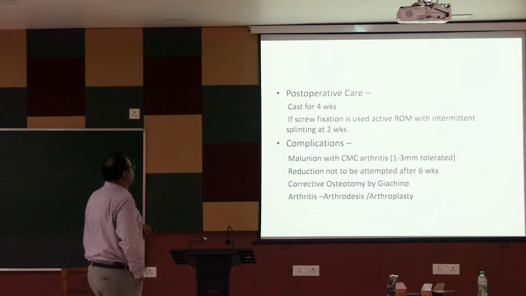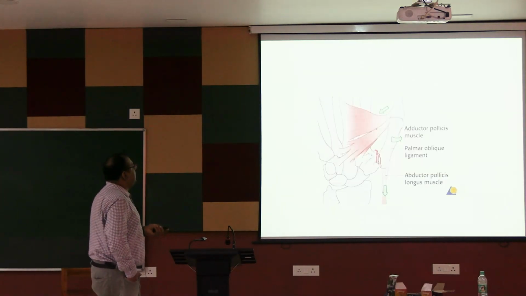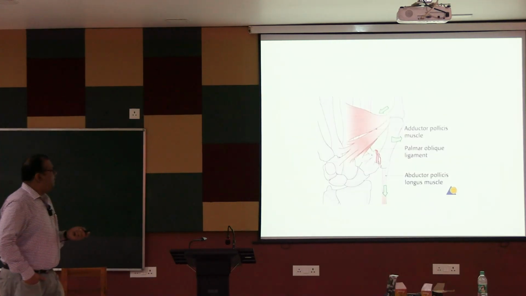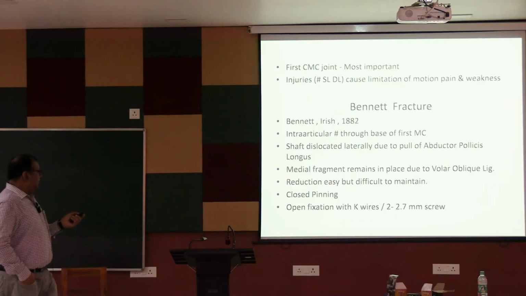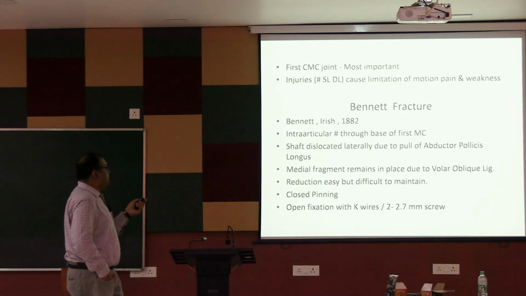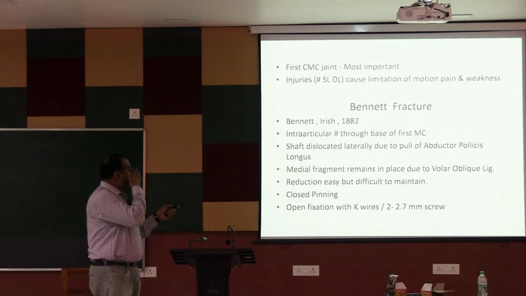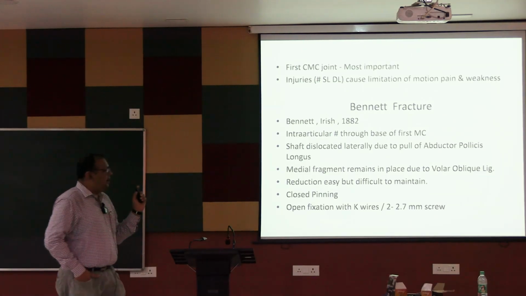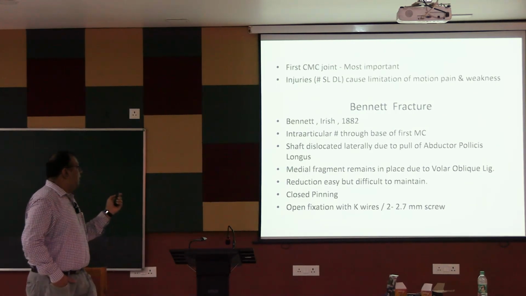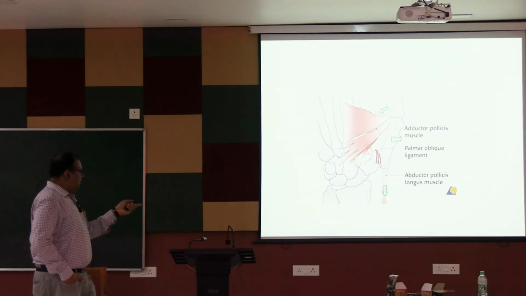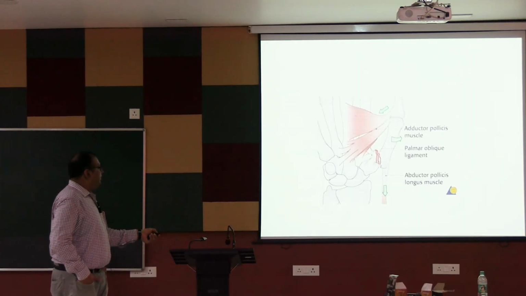So that's a Bennett fracture. I'll show you the picture again. This is the Bennett fracture, right? It's an important fracture. It's an intra-articular fracture to the base of the first metacarpal, and the shaft is dislocated laterally due to abductor pollicis longus, ABPL, right? You need to remember that. ABPL pulls it laterally. That is the ABPL.